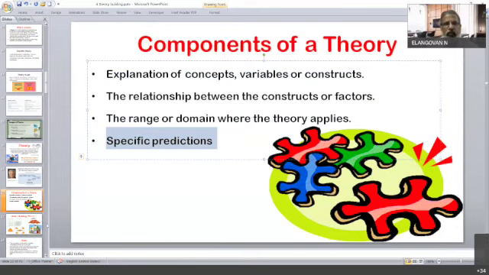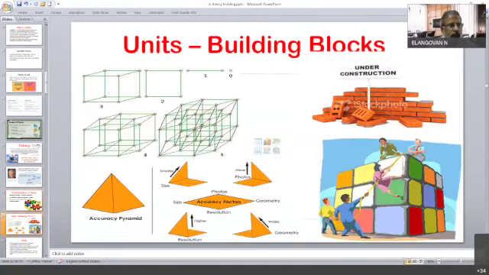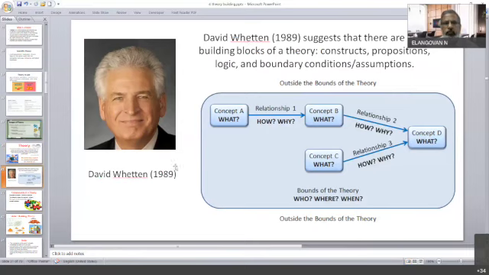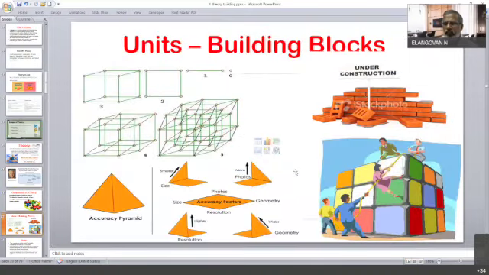So we are going to see one by one. Okay. So first we will see what we call the concepts or constructs by Fred Kerlinger, or what David Wheaton calls a construct. See, these keywords like construct, concept, variable create a confusion.